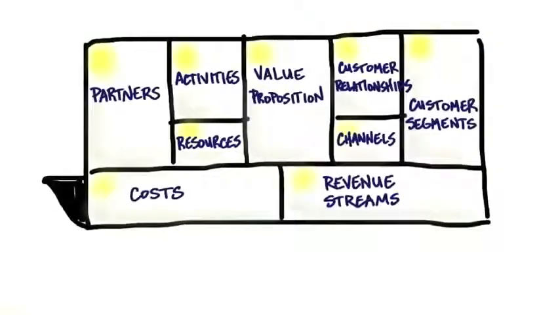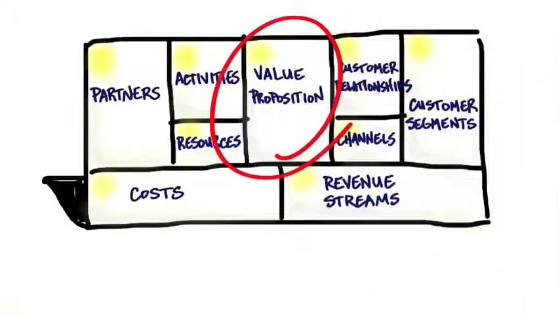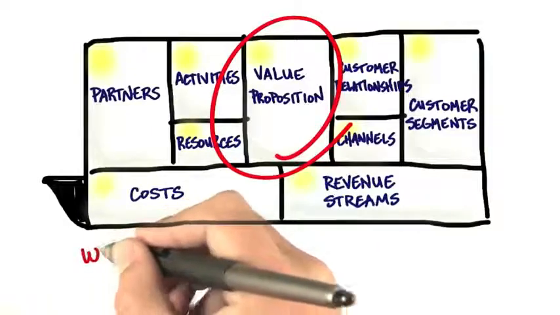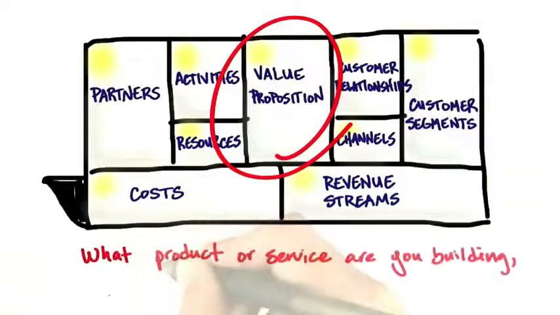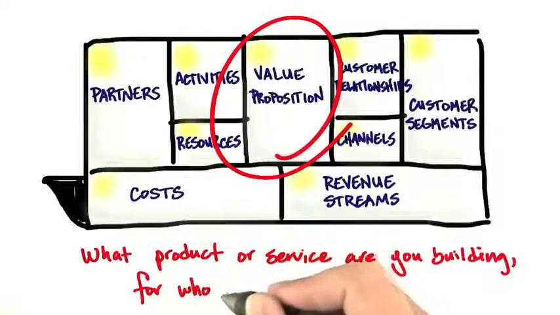So you're all familiar with the business model canvas. And hopefully by now you've actually taken a shot and tried to fill out the canvas for your own idea in your own startup. But today we're going to talk about the first box, value proposition. Value proposition is just a fancy word in the business model canvas for what is it that you're building. What product or service are you building?